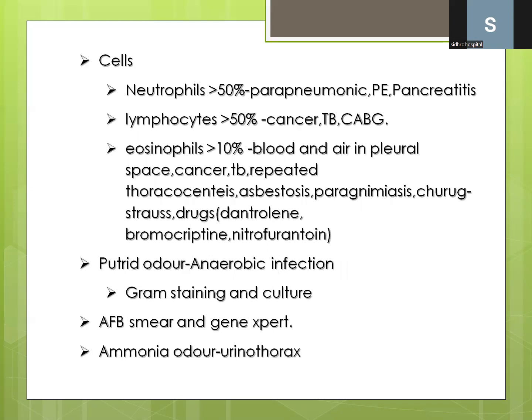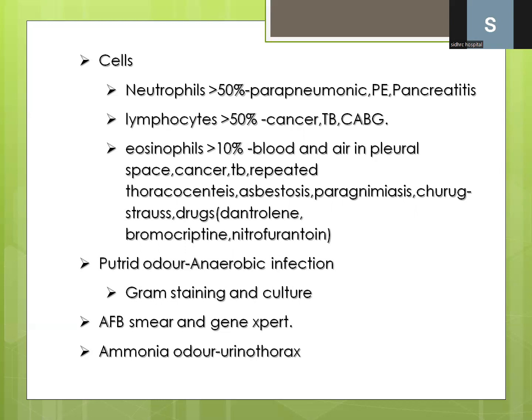Cellular content within the fluid may also give rise to the clues towards the diagnosis. So the neutrophils, if they are more than 50%, will be representing a parapneumonic effusion, pulmonary embolism, and pancreatitis. Further investigations will tell about the cause. Like for pancreatitis, we also do amylase and lipase in the fluid. Then lymphocytes, if they are more than 50%, will represent the presence of cancer, TB, or post-CABG.